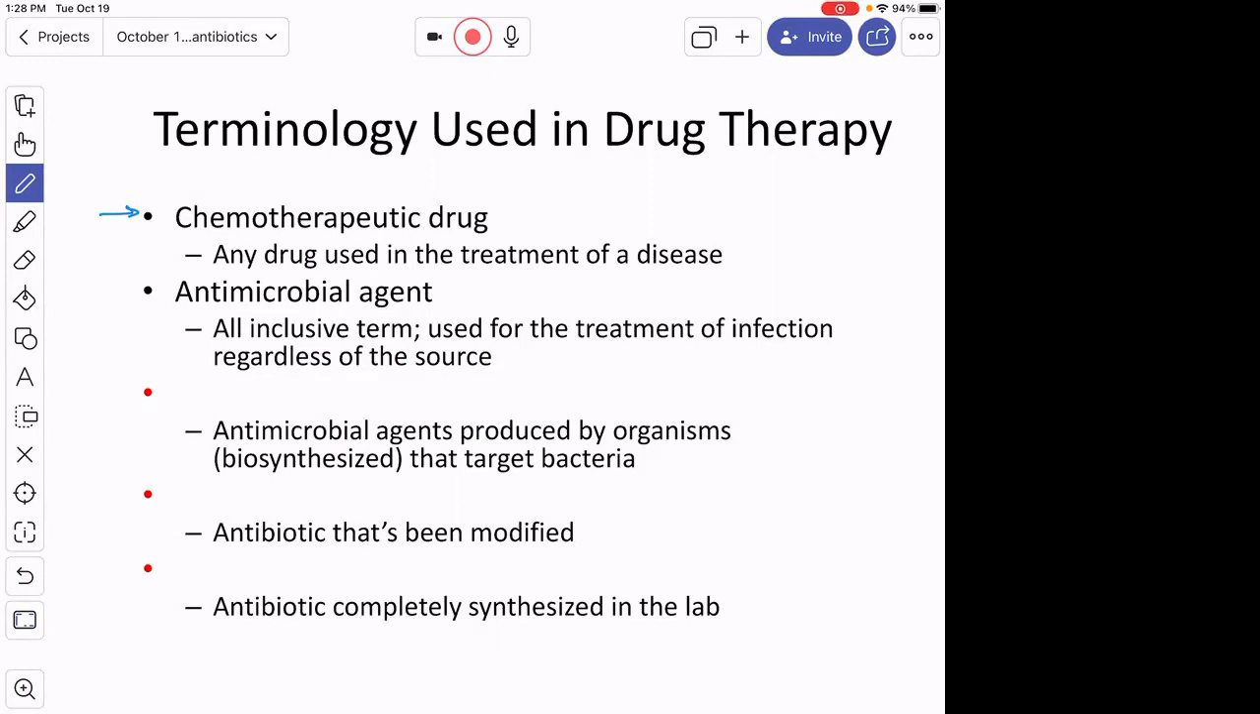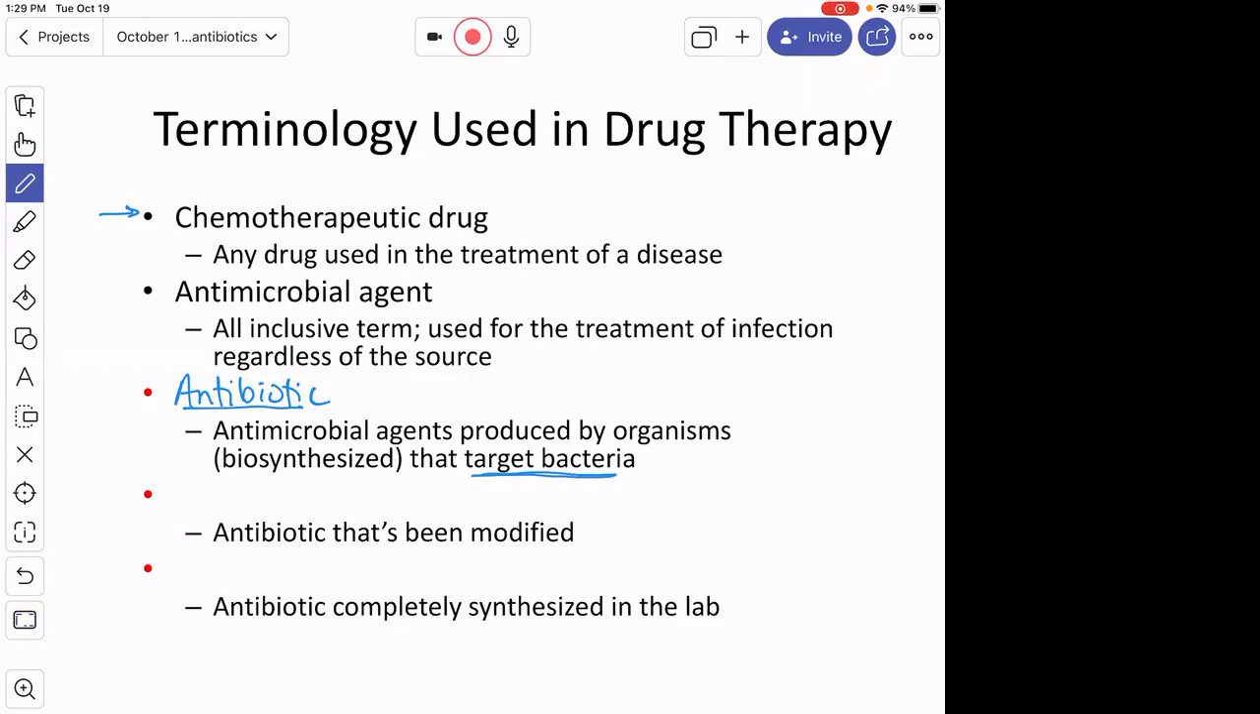Okay, and then an antibiotic, basically an antibiotic is an antimicrobial agent, specifically a drug that's been biosynthesized. So again, we'll talk in a second about what kind of organisms are going to secrete antibiotics. And specifically, these are drugs that target bacteria. Okay, so that's pretty hard and fast. An antibiotic isn't going to have an effect on a fungus, for example.